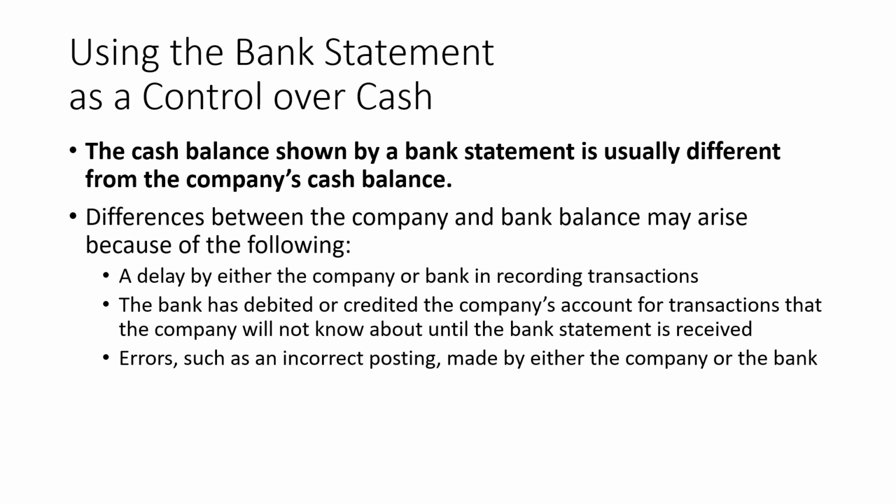Now thinking about it from a company's perspective, some of the difference between the company's balance on the books, what they've recorded, and what the bank says they have may arise because of the following reasons. First, there might be a delay by either the company or the bank in recording transactions. The bank has debited or credited the company's account for transactions that the company doesn't know about until they get their bank statement and see a charge for a bank fee or something along those lines. And because we are human, there can also be errors, and that can cause a difference in the account amounts.